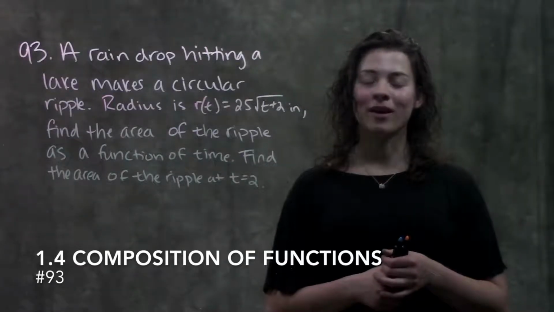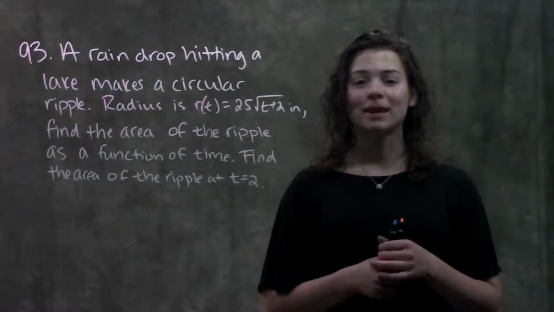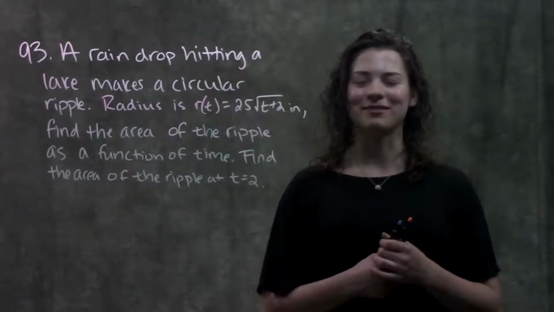This is section 1.4, composition of functions. In this video, we're going to go through number 93 in your book, and this is an example of a word problem involving composite functions.